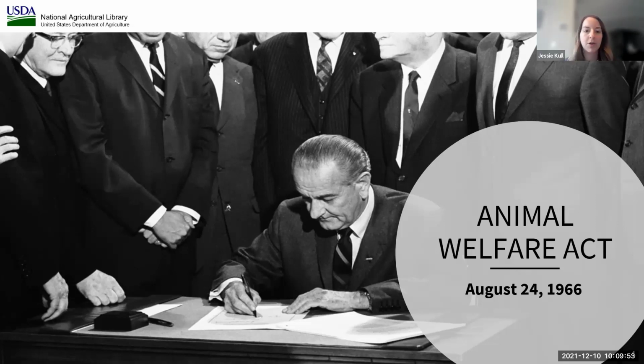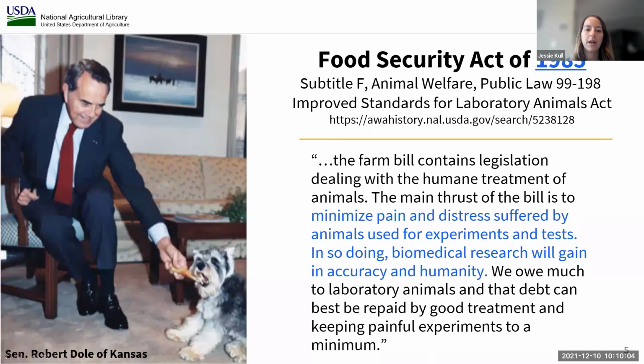However, it's been amended numerous times since then, but we're mainly going to focus on the 1985 amendment, which is really where the welfare of research animals came into the picture. Specifically, Senator Dole, who actually just passed away this past weekend at the age of 98, helped amend this act to state that the main thrust of the bill was to minimize pain and distress suffered by animals used for experiments and tests. And in doing so, biomedical research will gain in accuracy and humanity. So really the intent of these amendments were, again, minimization of pain and distress in research animals.